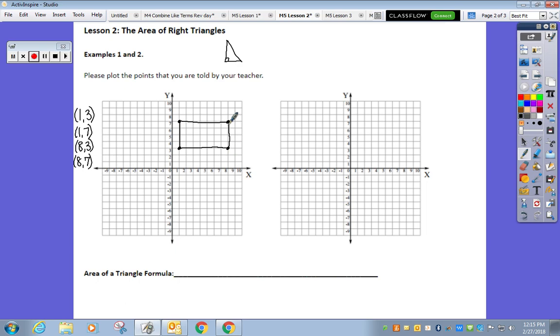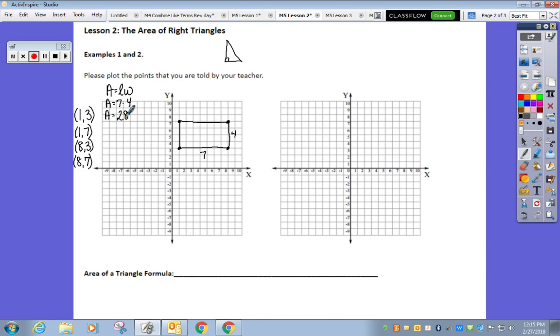Now yesterday we reminded ourselves that to find the area of a rectangle, you would do length times width. So if I look here, I've got 1, 2, 3, 4, 5, 6, 7, and 1, 2, 3, 4. So I would be doing 7 times 4, which would give me 28.